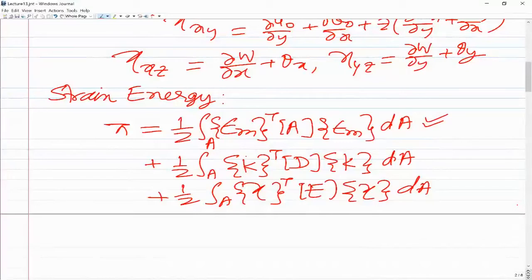And now z equal to 0 surface is the middle surface. So in this there is no coupling between epsilon m and kappa. There is no coupling between extension and bending. Because z equal to 0 is the middle surface, z varies from minus h by 2 to plus h by 2, and the material properties are uniform through the thickness, so there is no coupling between epsilon m and kappa. So there is no coupling term here, as you see in this case.